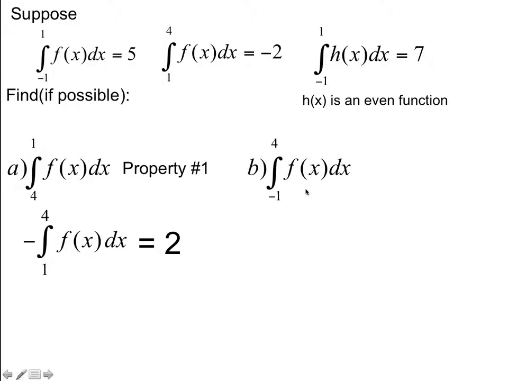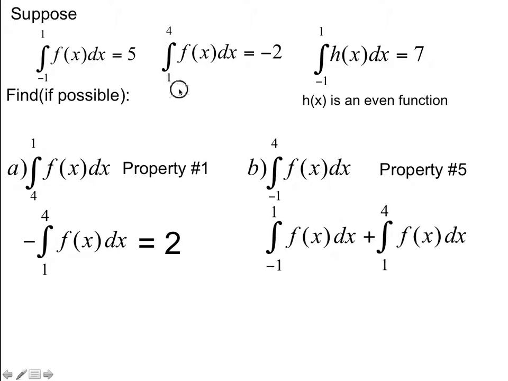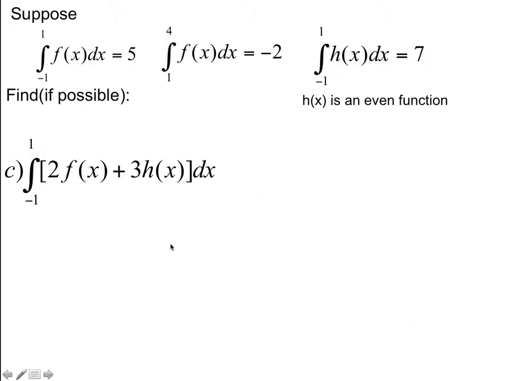Question B says I want to accumulate f of x from -1 to 4. Well, I've got from -1 to 1 and 1 to 4. So I can use my property 5 to add those together. And so it's going to be from -1 to 1 and 1 to 4, and that's going to be 5 plus a -2, which is going to be 3. So there are 2 examples of properties.